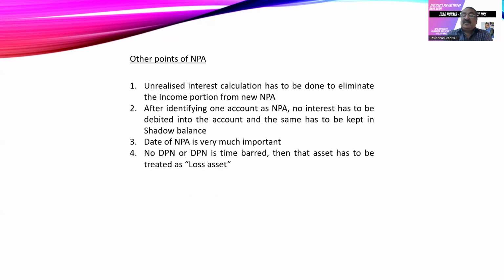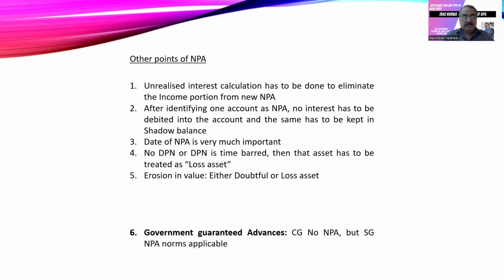In case there is no DPN or renewal letter, or the DPN has become time barred, then that account has to be treated as a loss asset. So this point number 4 is very, very important. In case there is no DPN, you cannot file a case before a court of law, so that account you can directly transfer to loss asset. Another very important area that we have to discuss is erosion in value, so that it should be either doubtful or loss asset. That also we will see in the later part.